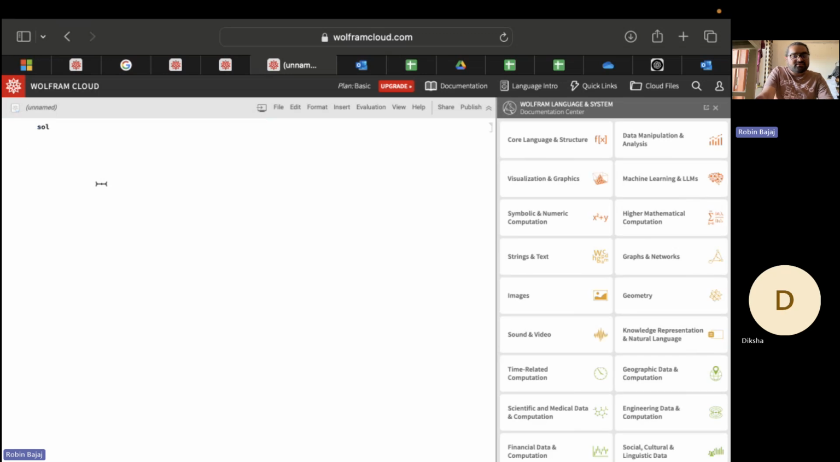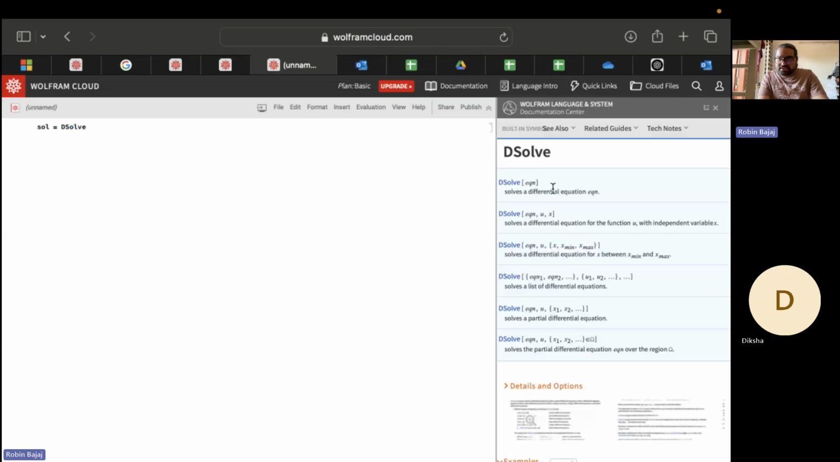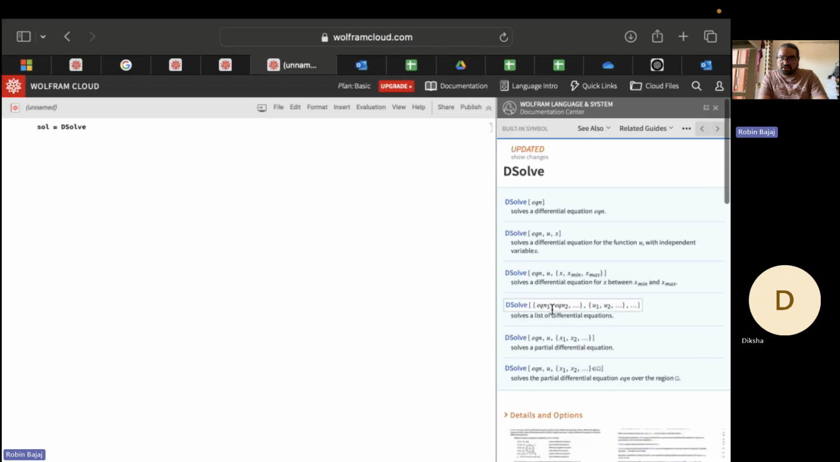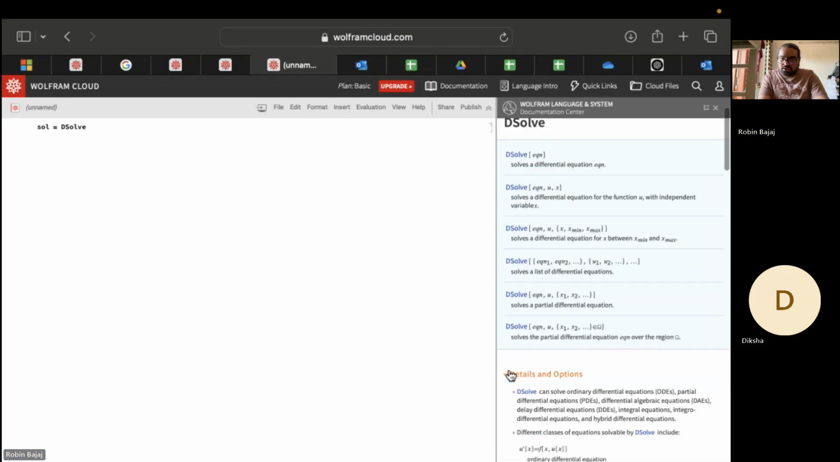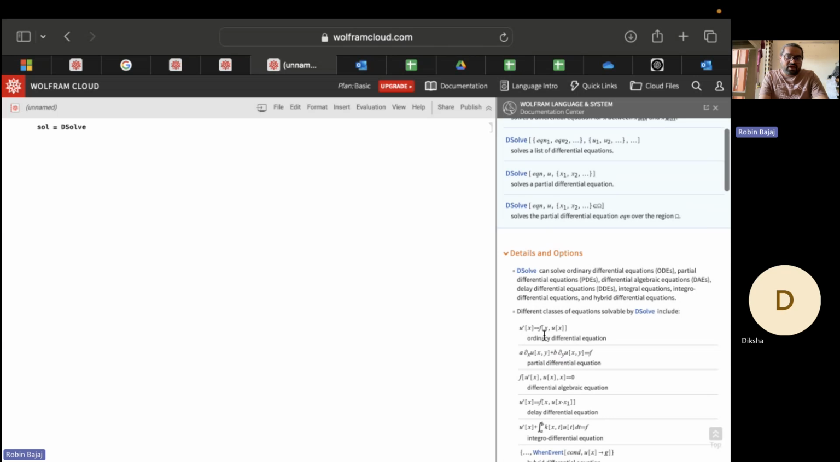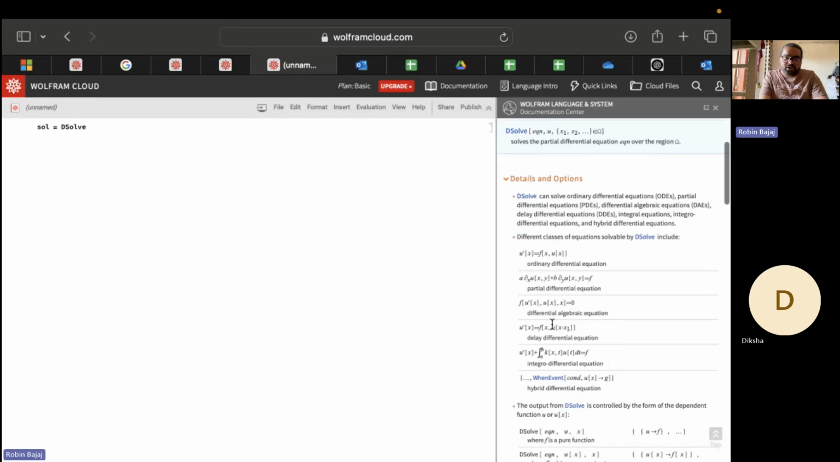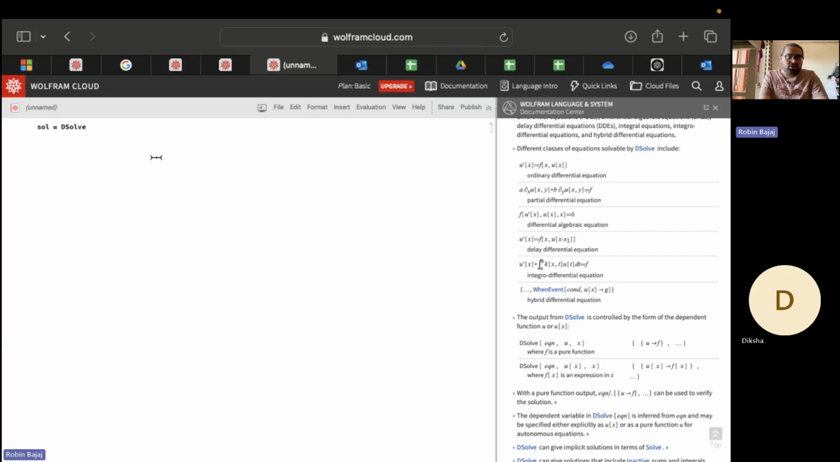Perfect. So you must know about NSolve. Yes, sir. That was to solve the system of linear equations. Similar to that, there is DSolve. And if you see the syntax of that, you can just click this, and if you go to the details and options, these kinds of equations you can have: u derivative is equal to f of x comma u. So this is an ordinary differential equation. There could be a partial differential equation, and basically any kind of differential equation, you can solve using DSolve.